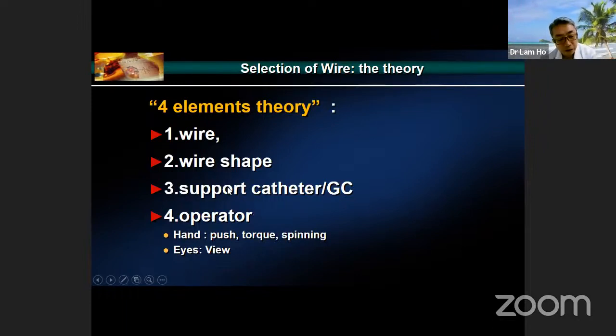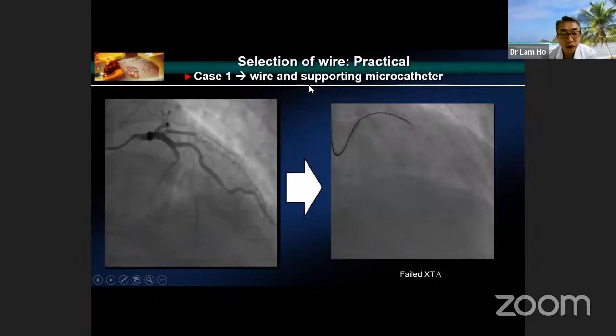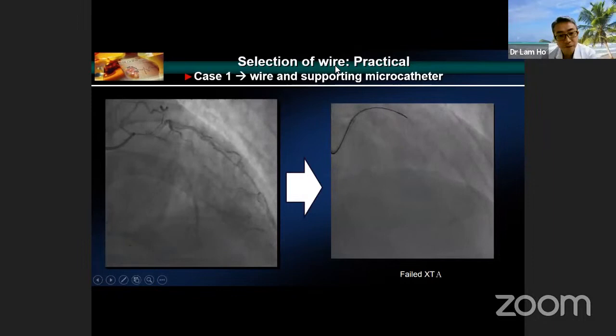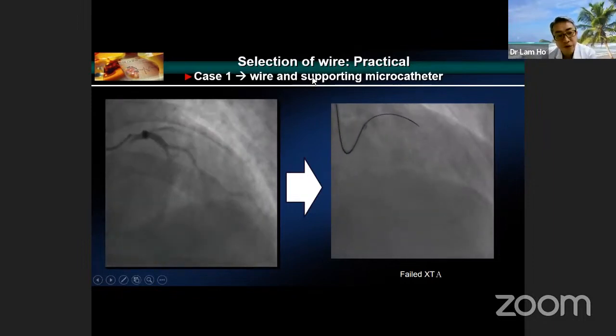And the thing that I want to highlight is that don't just think about the wire. Actually, your supporting microcatheter and the guide will also affect your wire performance. Finally, of course, is change of operator. These are the 4 elements that can help you, the factors that you can change for successful wiring. So I will try to illustrate these 4 elements and talk about the practical things with real cases.